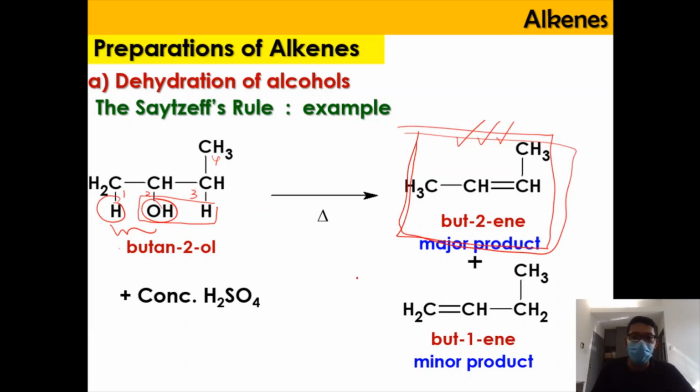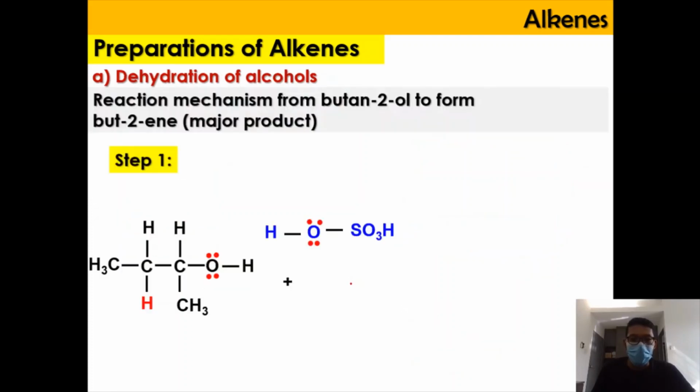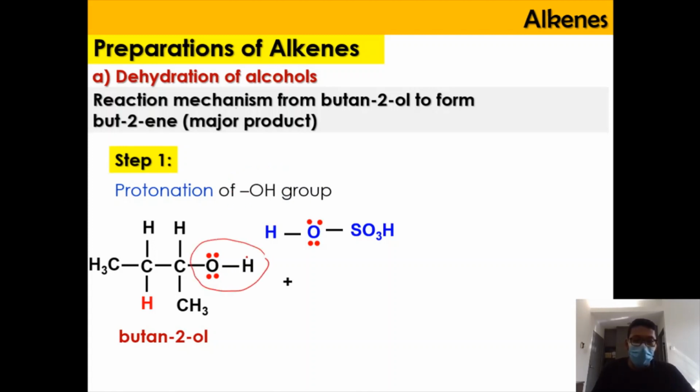Alright, now by understanding this, we're going to do the reaction mechanism from the butan-2-ol that we have shown just now, in order to form the major product, which is but-2-ene. So the dehydration mechanism consists of 3 steps. Step number 1 is the protonation of the OH group. So the OH group here is going to be protonated.